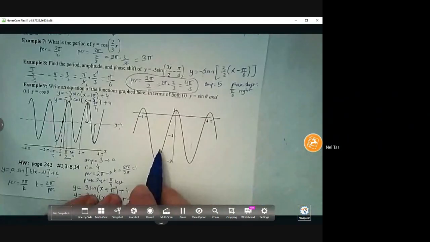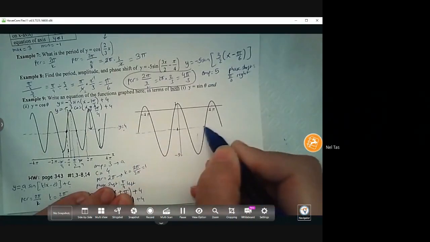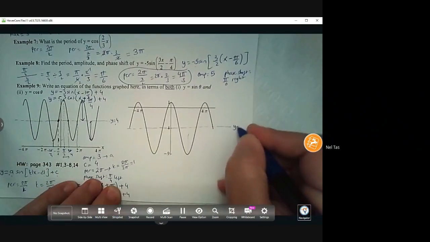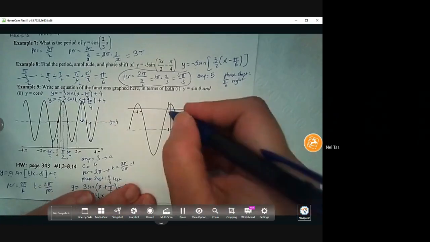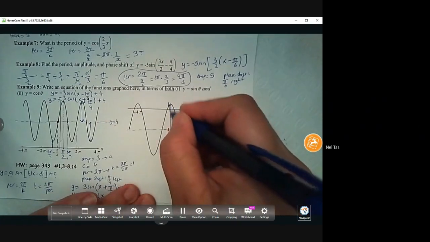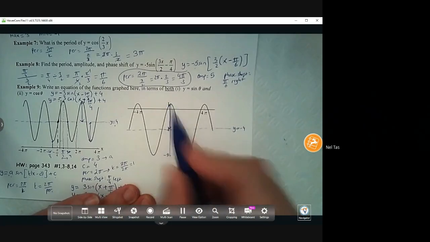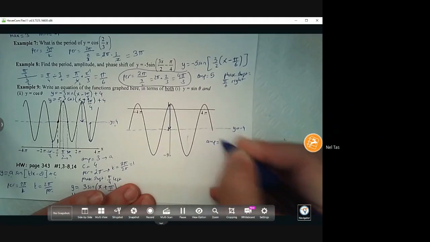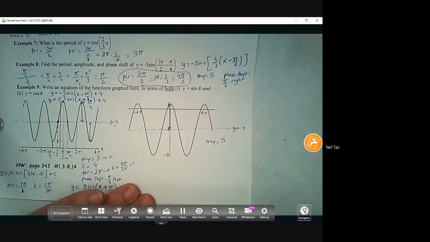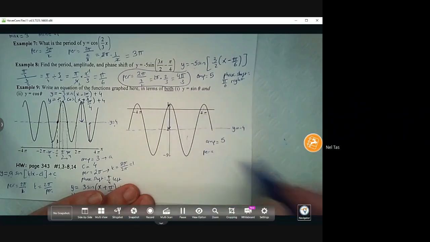Okay, let's look at the next example. Similarly, first let's look at the axis. Looks like that is y equals negative 4. That's going to give us the C value. Next, look at the amplitude. That is the vertical distance from axis to maximum, or minimum, which is the same thing. So the amplitude is 5 units. Now let's look at the period. If you go from maximum to maximum, looks like that is 4 pi.